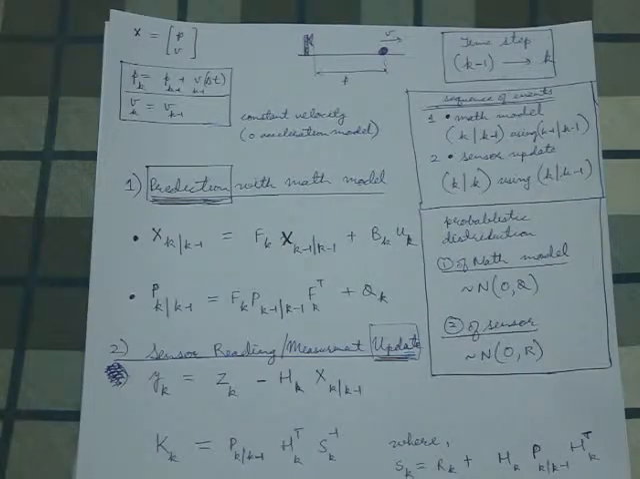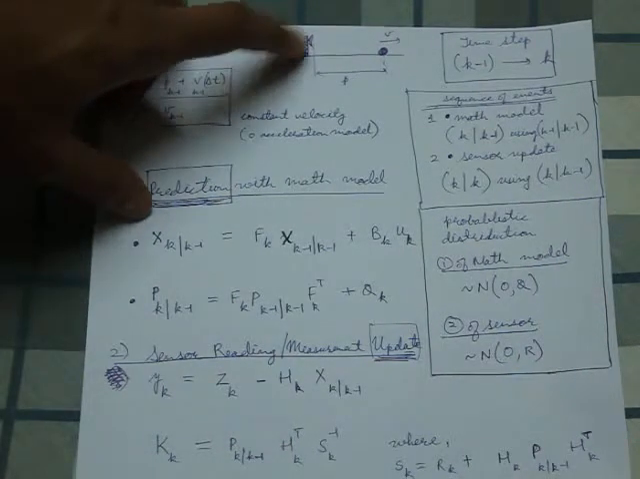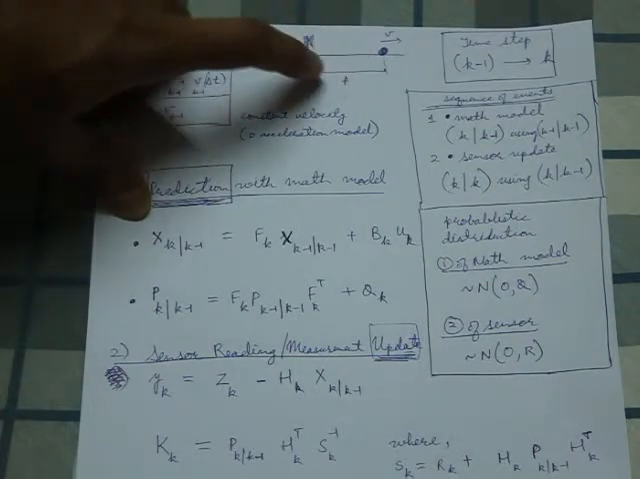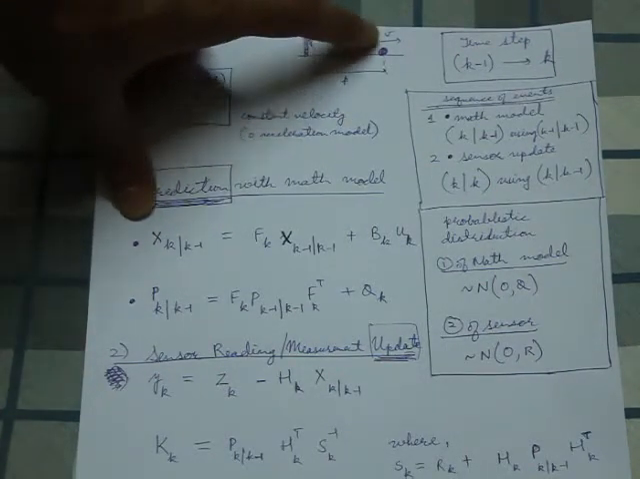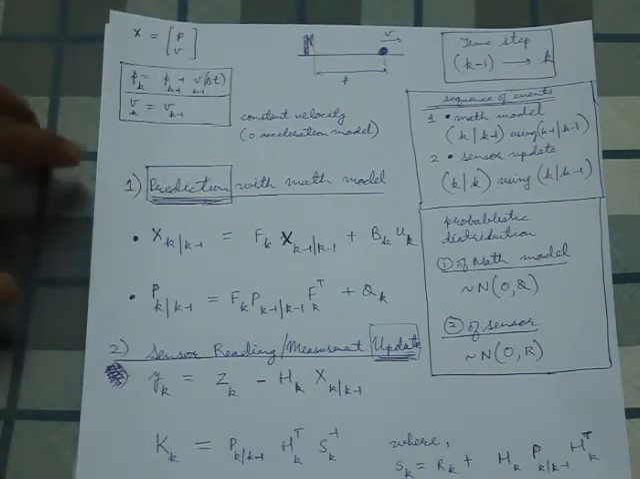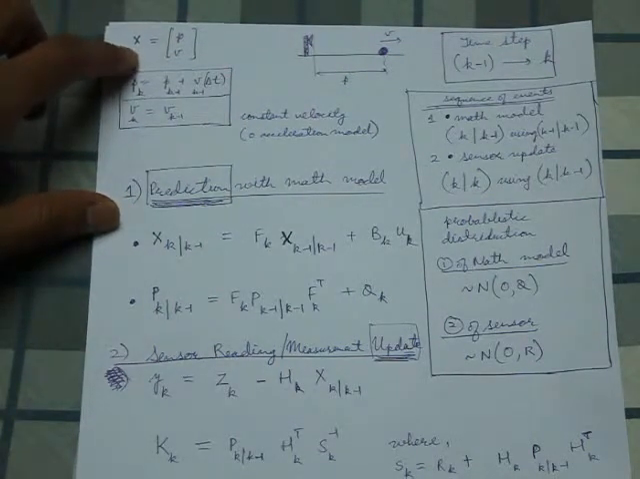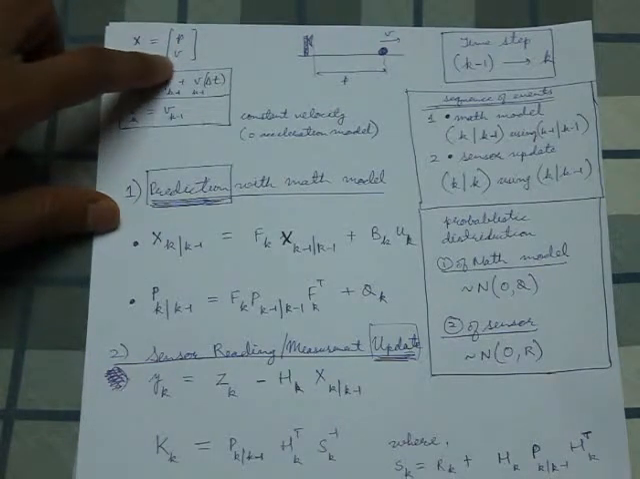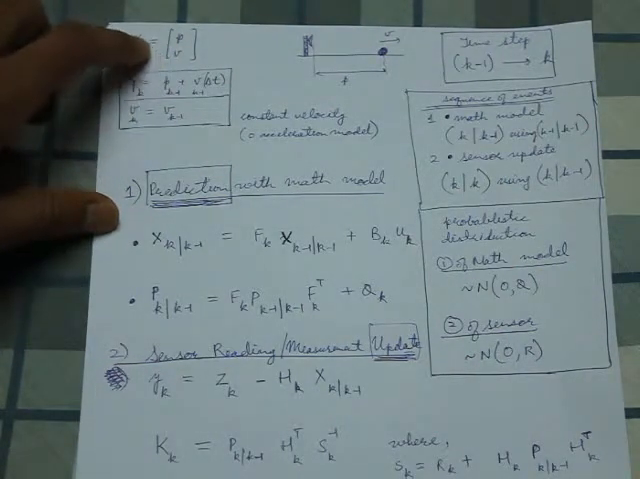Now we take a look at all the equations for a one-dimensional Kalman filter problem. As I explained earlier, we have the LiDAR sensor, we have the ball, and we're trying to estimate the position of the ball along with the velocity that the ball is moving with. So our state vector is x is equal to p and v. p is the position, v is the velocity.